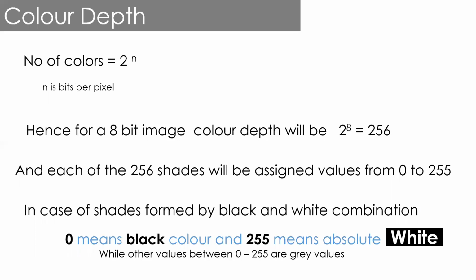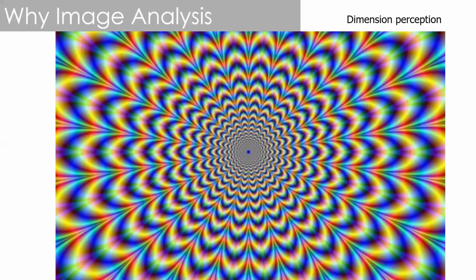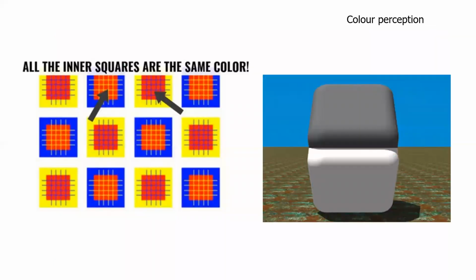Now, the next important question is why we need computational image analysis. Probably with a couple of examples, we will understand. Try to look into the middle of this picture and you will find it's moving, but it's actually static. Next example: in this slide, look at the color of the inner boxes. It might look like some boxes are orange and some are red, but they are all the same color. Also, the image on the right has both blocks of the same color.